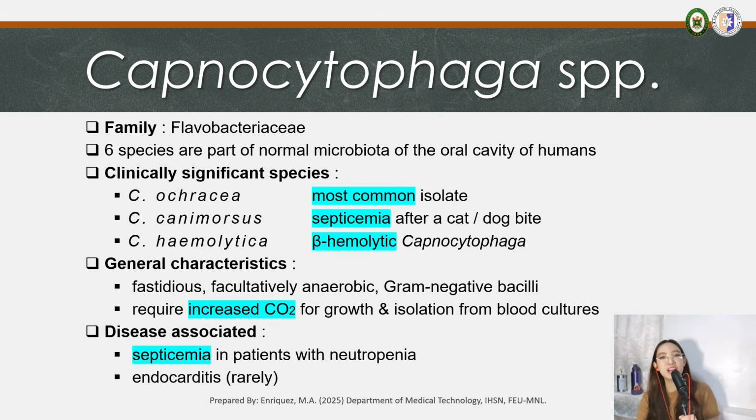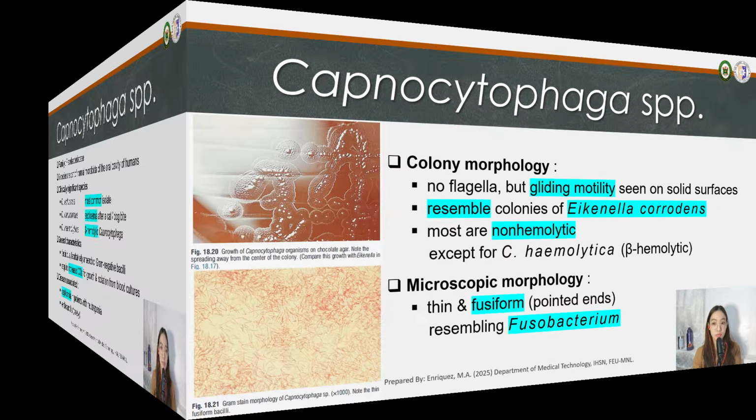Rather, Capnocytophaga is more known to cause septicemia, more so for patients with neutropenia. So, what do we mean when we say neutropenia? There is the decreased number of circulating neutrophils. Okay, so again, this could lead to septicemia, more commonly observed among patients with neutropenia.